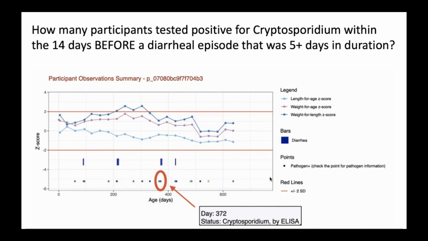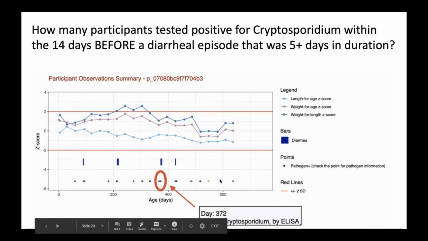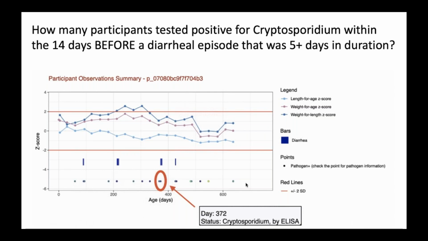Finally, we can also see the detection of various pathogens over the course of the study, which are represented by these colored dots at the bottom of the plot. If you hold your cursor over the plot, you can see what pathogen was detected on that day of observation. From this plot, we can see the timing of diarrheal episodes in relation to when there was a positive microbiology lab test result.